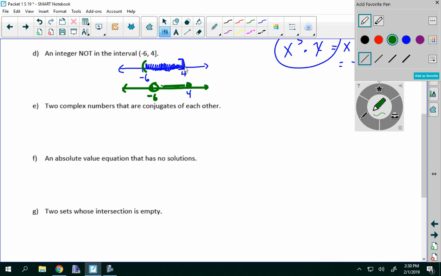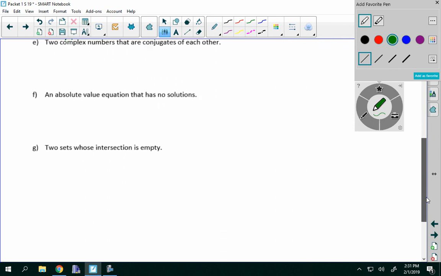Any integer greater than 4 or less than -6 would not be in that interval. So you could say something like x equals 12, x equals -10. You could even say x equals -6 because that's not in the interval. Again, there's a variety of answers for this problem. Okay, two complex numbers that are conjugates of each other. If you recall, conjugates look very similar, except one has an addition sign and one has a subtraction sign.